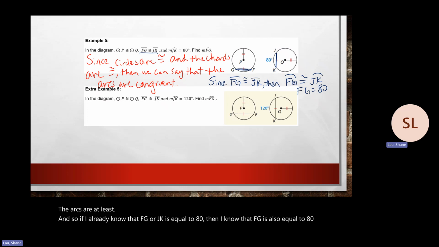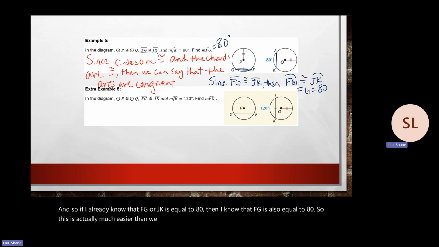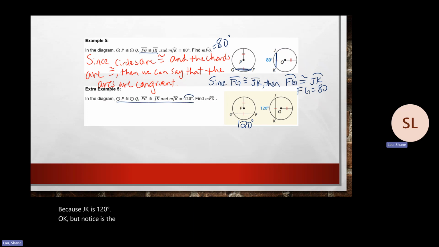So this is actually much easier than we think it's going to be. And you'll follow the exact same logic for extra example 5. You don't even need the time to do the work on your own. Because we've already done a lot of the back work and planning here, the framework is there, we know automatically that arc FG is going to be 120 degrees because arc JK is 120 degrees. Notice it is the exact same thing, just with a different number. Not too difficult.